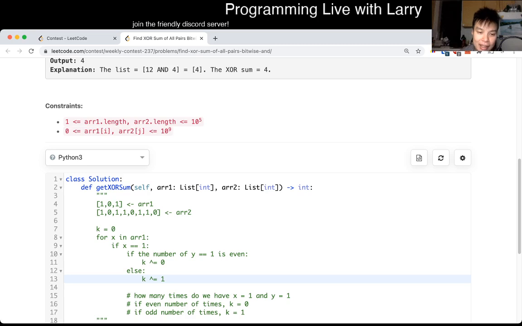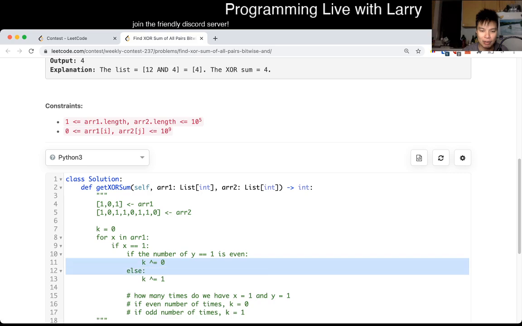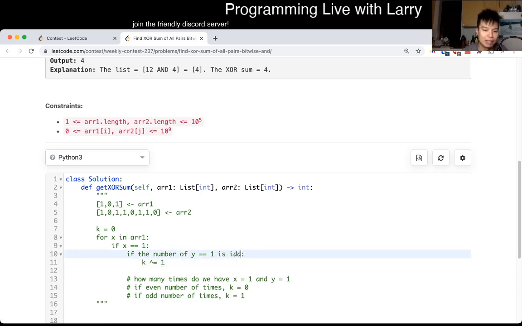for each bit. And now you can also replace this. Obviously, this doesn't do anything. So then the number of y equal to 1 is odd, right? Because then now you flip the k. And we do this for every one.